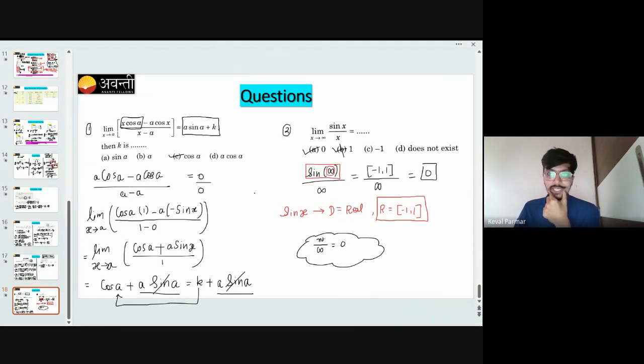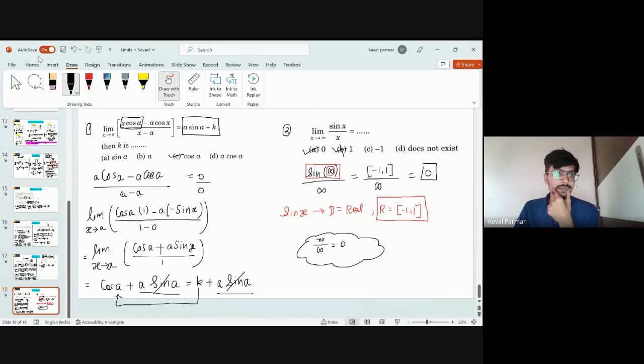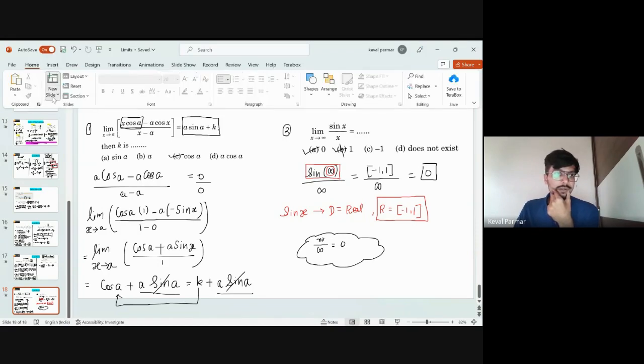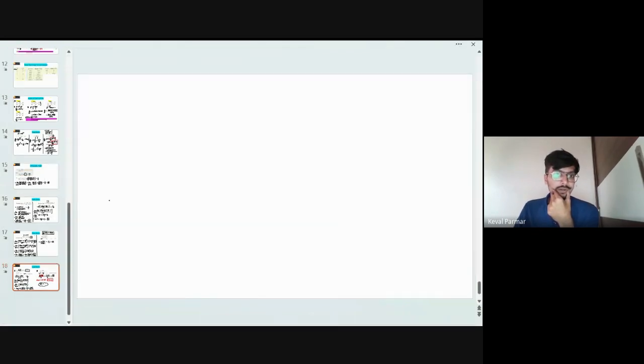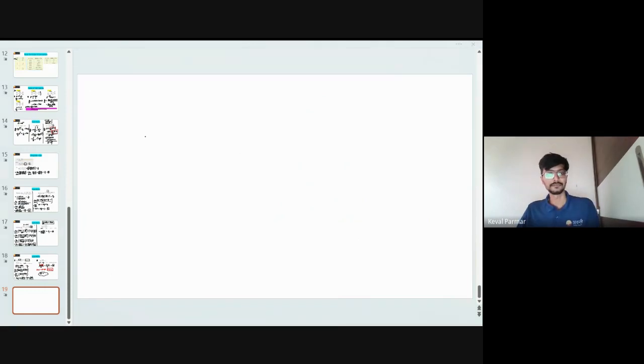Let us take this slide. And the example is, I did not plan to discuss this, but it's fine. We have time, so we can discuss something interesting. Limit x tends to 0.